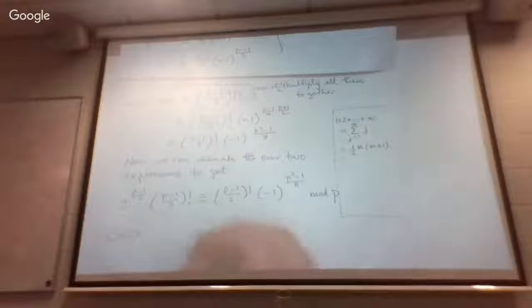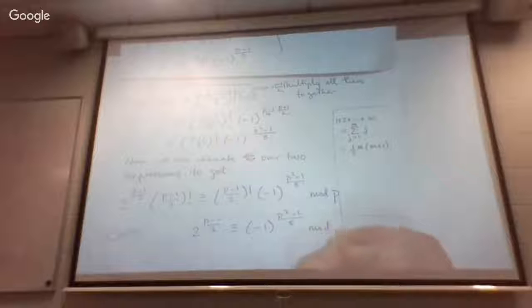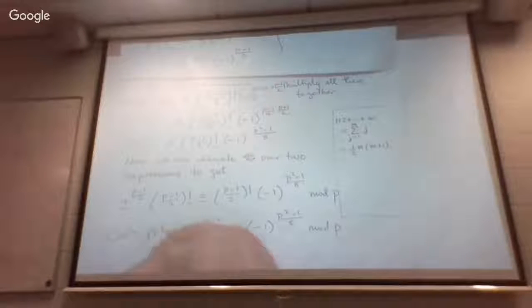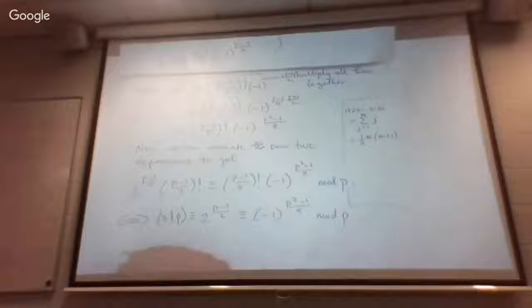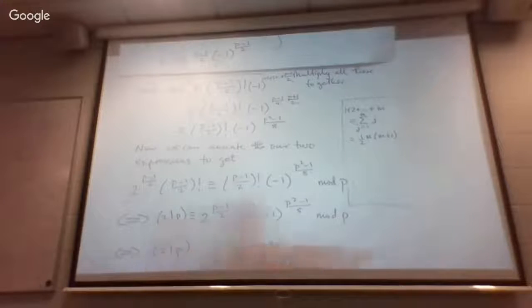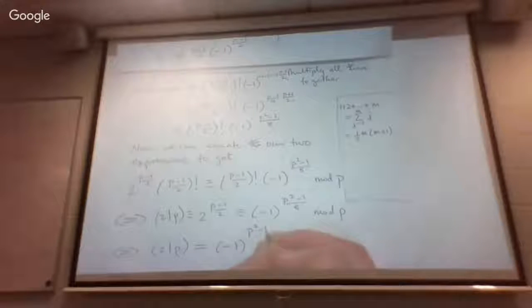So that's equivalent to saying 2 to the power (p minus 1) over 2 is congruent to minus 1 to the power (p squared minus 1) over 8 modulo p. And this, in fact, is the Legendre symbol by Euler's criterion. So that's equivalent to saying the Legendre symbol, which is plus or minus 1, is now equal to this power of minus 1.